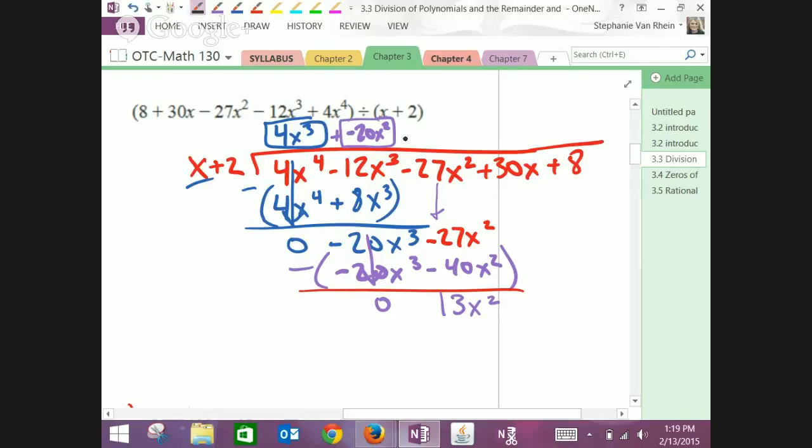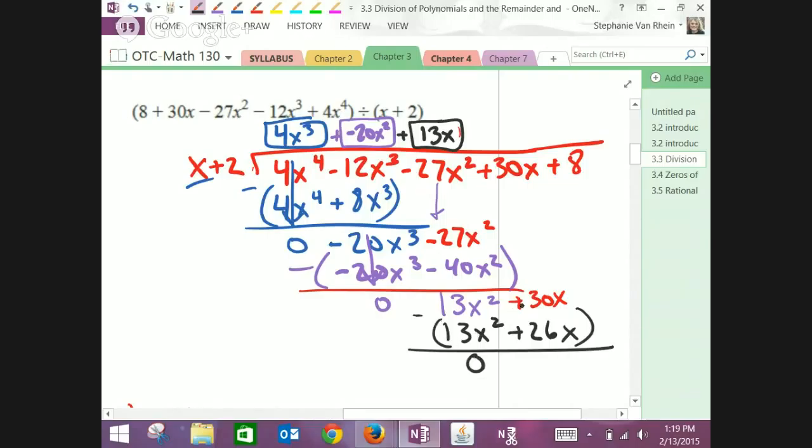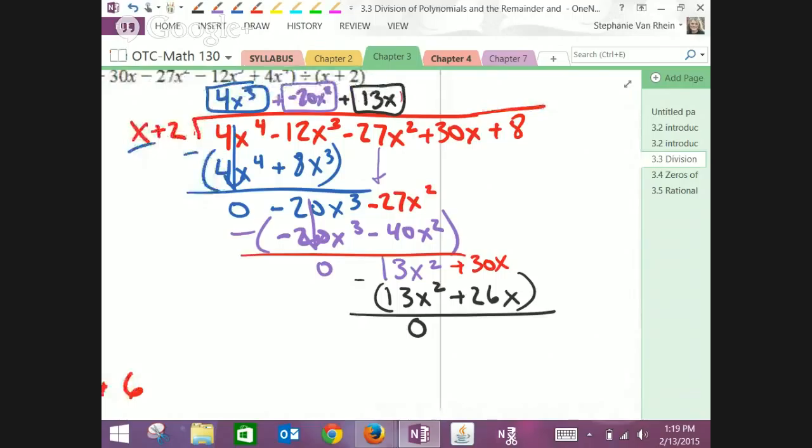So what do I need to add up here that when I multiply by x, I get 13x squared? 13x, right? So this would give me 13x squared. What would be my next term? Plus 26x. You guys see where that came from? Because 13x times 2 is 26x. So now I subtract those two terms. I get 0. 30 minus 26, 4x.